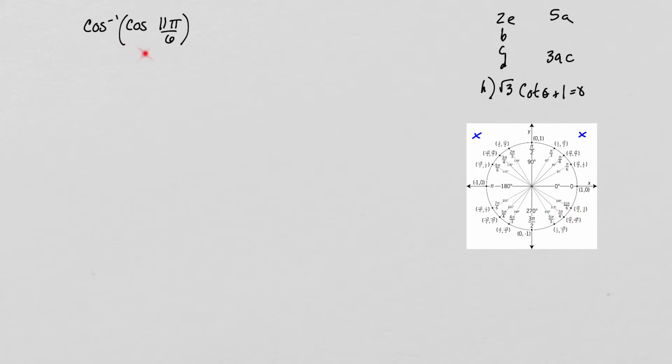So the first thing I'm going to do is just figure out the inside part. So the cosine of 11 pi over 6, cosine is the x value, so it's going to be root 3 over 2. So this is going to be the inverse cosine of root 3 over 2. And now I look in these two quadrants and see where is the x equal to root 3 over 2? It's equal to root 3 over 2 here, so pi over 6. So the answer here would be pi over 6. Does that help?